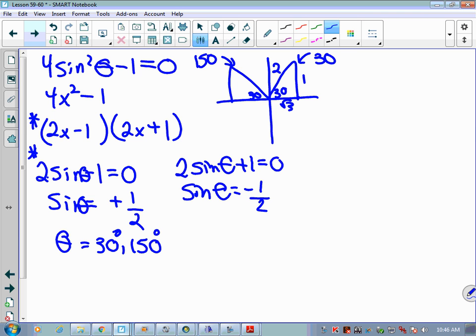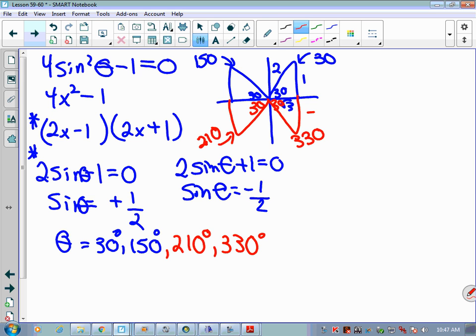Okay, so negative 1/2 should bring me down below, right? To these two. So this is still 30 and 30, right? Which means this one's going to be, what, 210? And this one's going to be, what, 330? Okay? All right. So it looks like I have 30, I have 150, I've got 330, I've got 210.